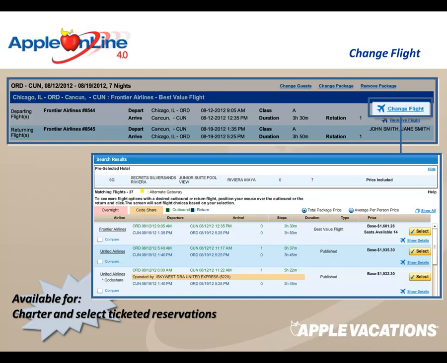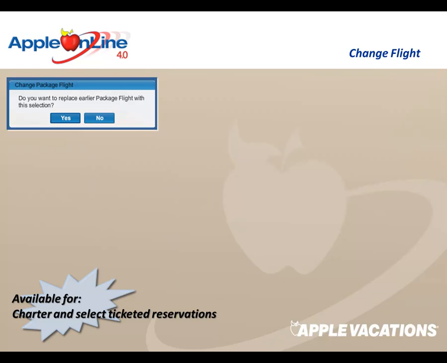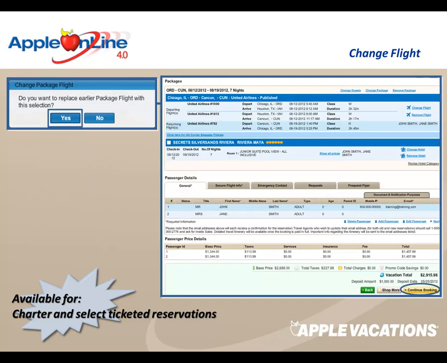Either way, once the flight shopping screen is displayed, locate your desired flight and just select it using the Select icon. Once picked, an alert will display asking if you would like to confirm your change. Select No to return to the shopping frame or Yes to proceed forward.